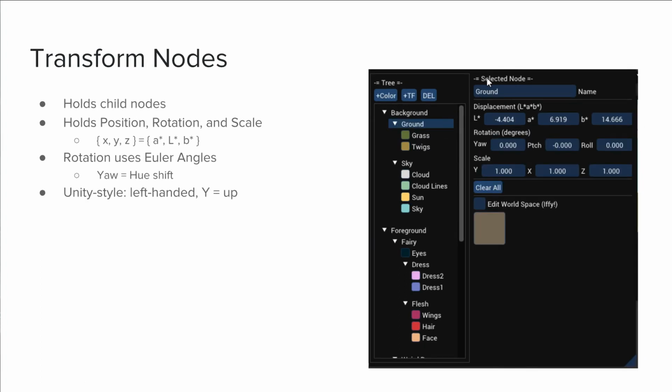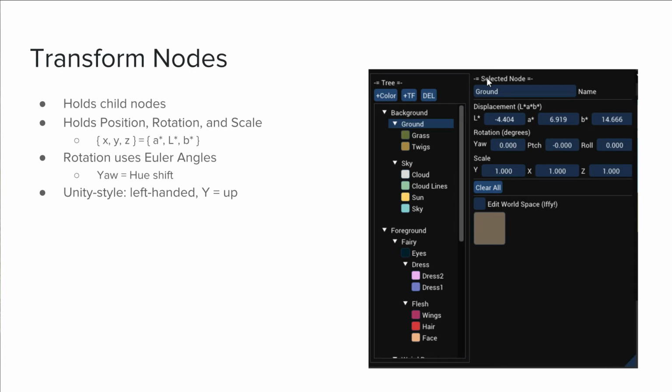Transform nodes can hold child nodes and apply their transformation to them. These child nodes can be color nodes or other transform nodes. A transform node's transformation is expressed as three different vectors: a position, a rotation, and a scale.